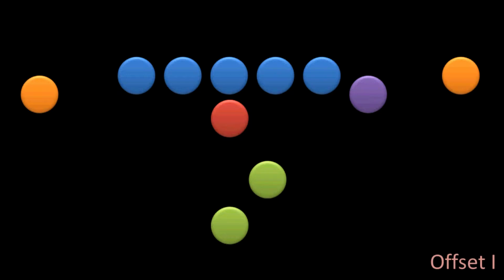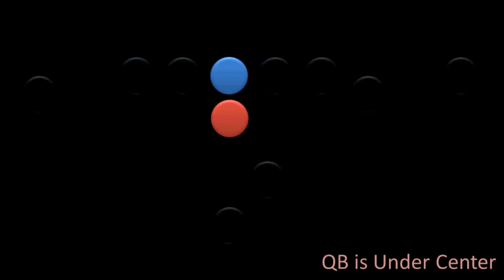One thing to note here is that the quarterback is what we call under center, which means he's directly behind the center. So whenever the center snaps the ball, he's essentially handing the ball to the quarterback. We'll come back to the alternative for being under center in a minute.